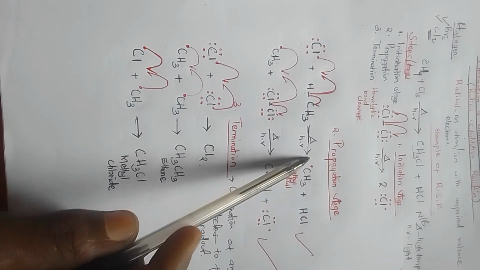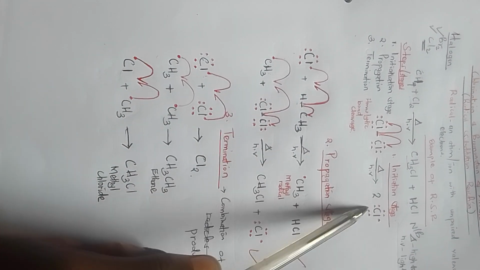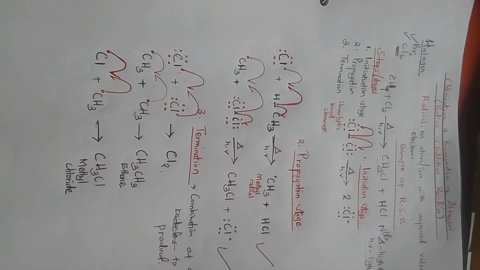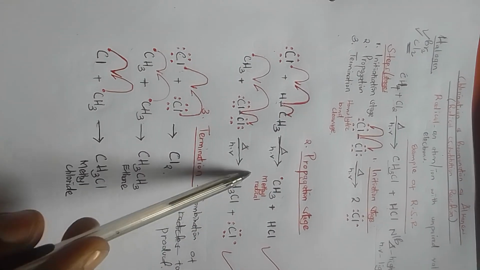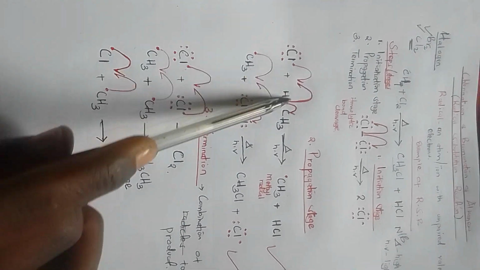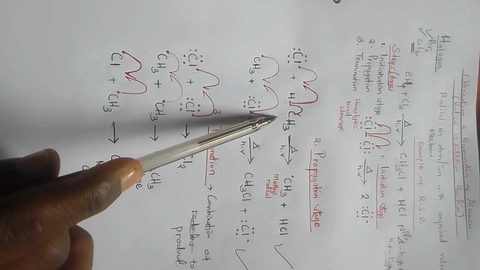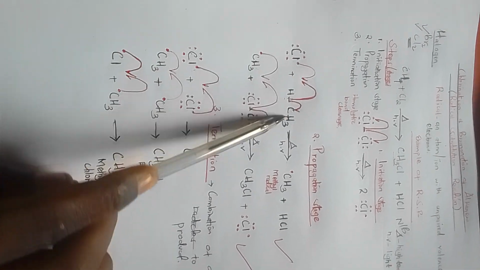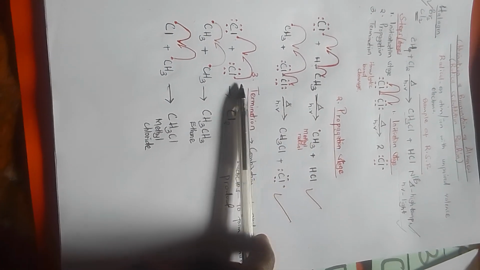Then at the propagation stage, this radical of chlorine formed can attack, or snatch, the hydrogen from a methane, and the reaction mechanism is clearly shown and the stages are all here.